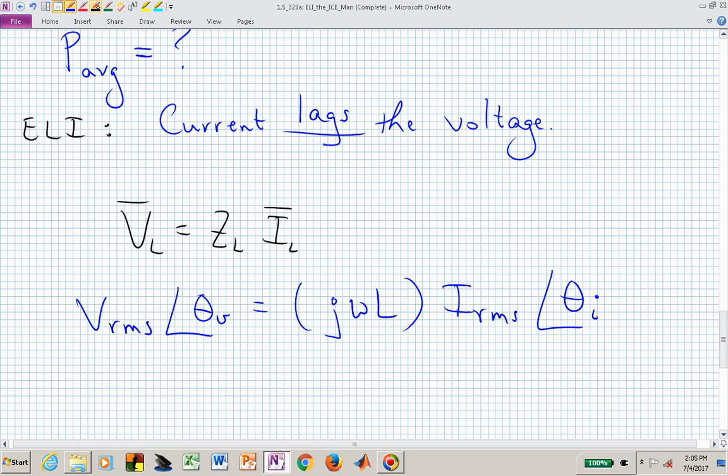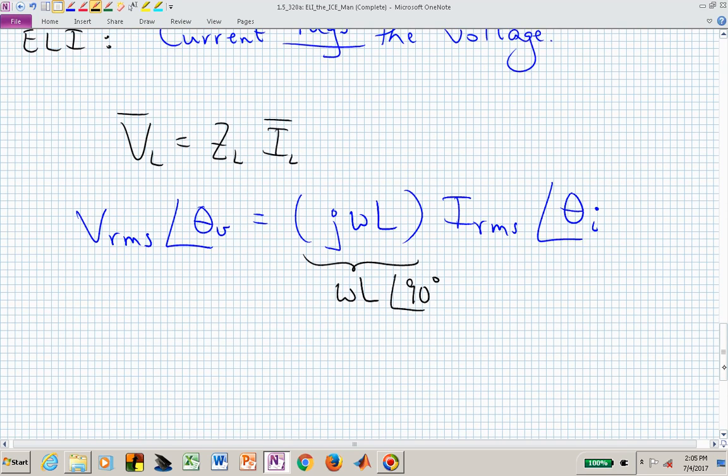We can also think of this j omega L. We could write that in polar form. We could say the magnitude of j omega L is now just omega L, and the angle of j omega L is 90 degrees. And where did that 90 degrees come from?